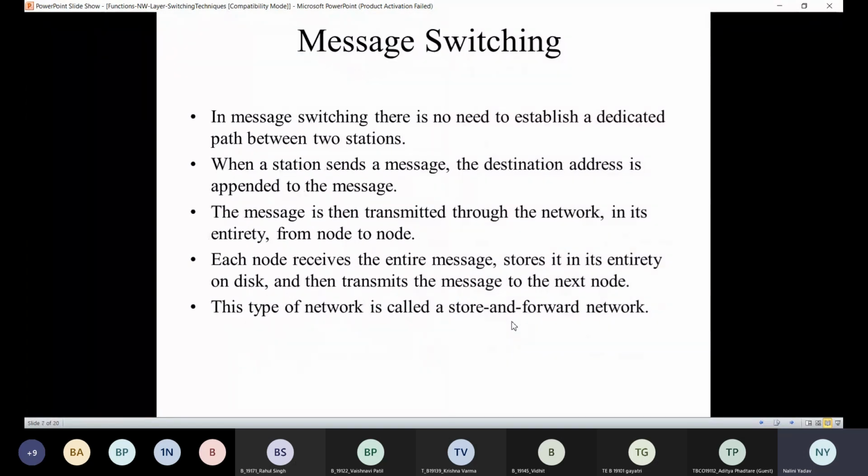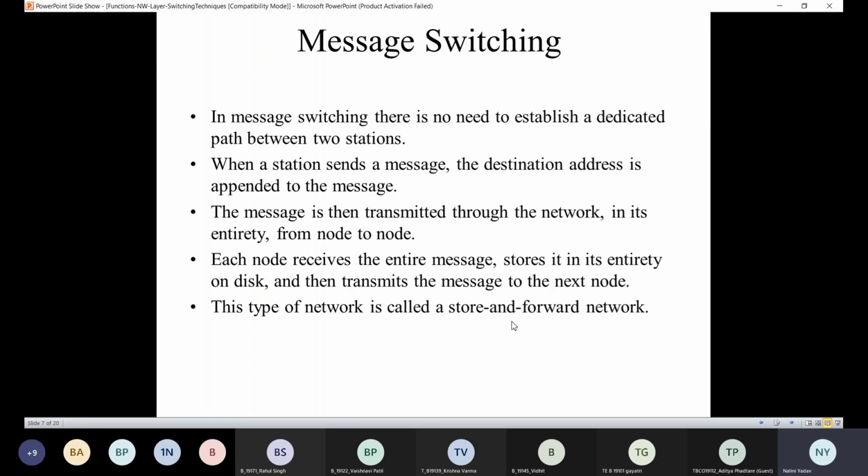Understood, all of you? So let's move to message switching. In message switching, there is no need to establish a dedicated path between two stations. When a station sends a message, the destination address is appended to the message, right? And the message is then transmitted to the network in its entirety, from node to node. So the message is just transferred from node to node, and the destination address is appended in the message. So the message itself finds its path.